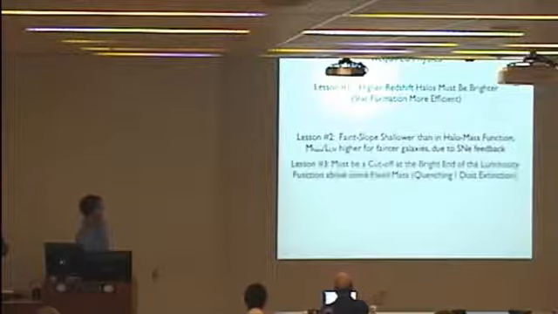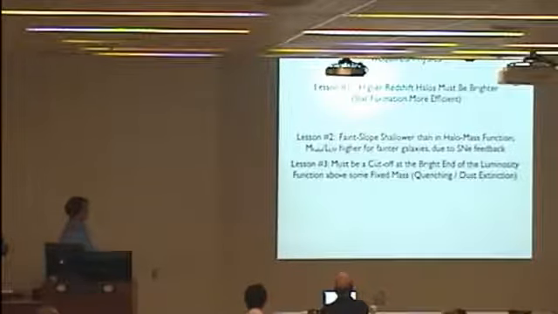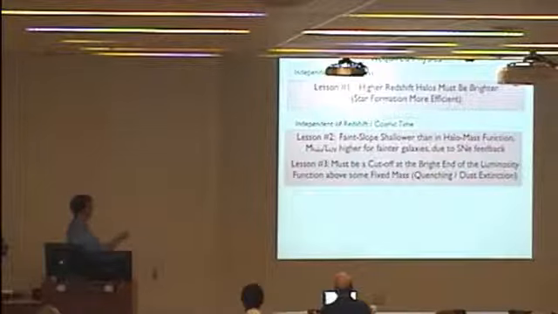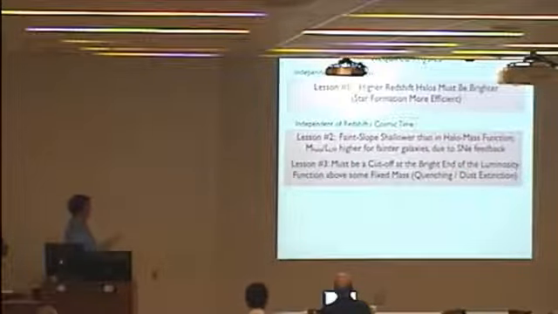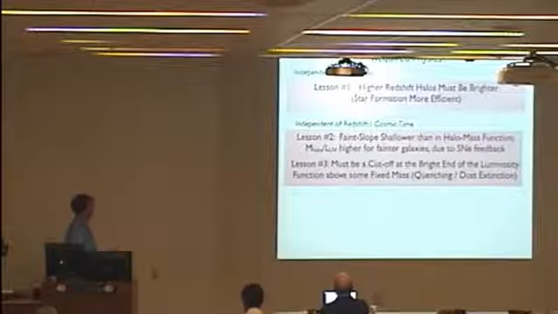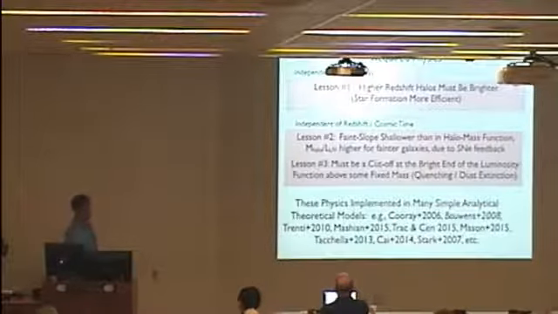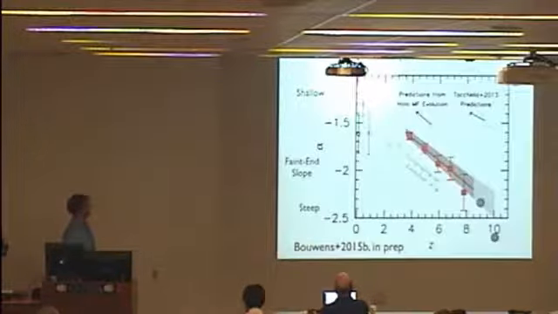And the required physics is just as follows. It's basically at high redshift, the halos must be brighter, star formation more efficient, and this can be independent of halo mass. And these following two things can be independent of redshift or cosmic time. Basically, you need to introduce supernova feedback and some cutoff mechanism, which depends on mass. And there are a lot of models which have implemented this. I'll just quickly go through the implications.